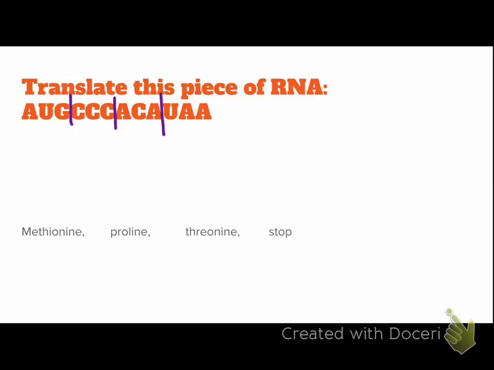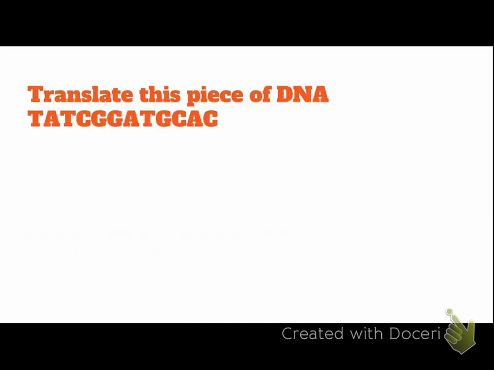So we have our start codon, and then we have our amino acids, and then we have our stop. So just know that proteins are not going to be 2 amino acids long. They are going to have more amino acids that correspond with them. But this is just kind of an example to get us started here. All right, last example. I'm going to have you try this one on your own.